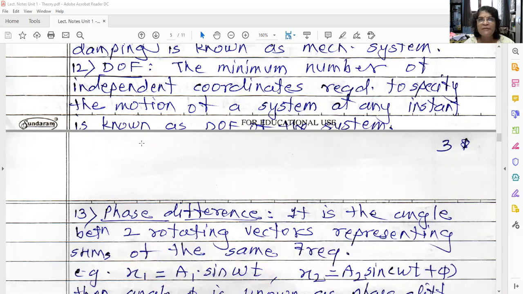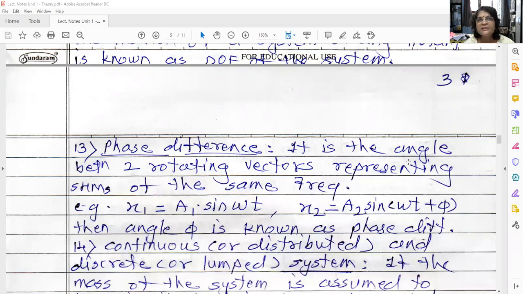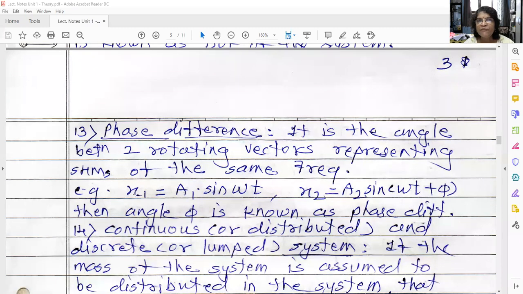Then phase difference. It is the angle between two rotating vectors representing SHM of the same frequency. For example, if x1 is the vector representing a1 sine omega t, and x2 is the vector representing a2 sine (omega t plus phi), what is this phi? Phi is nothing but the angle of lead or angle of lag. This is known as the phase difference.